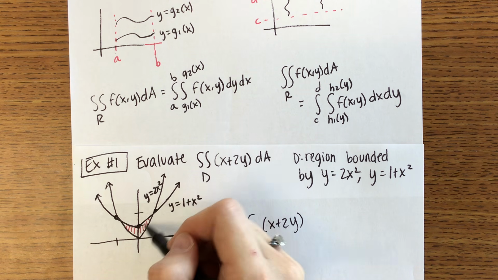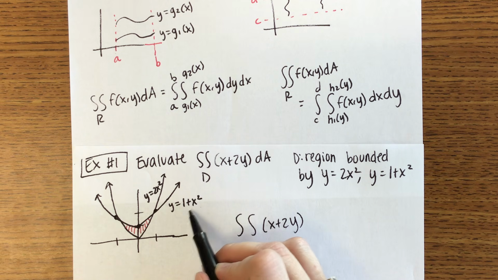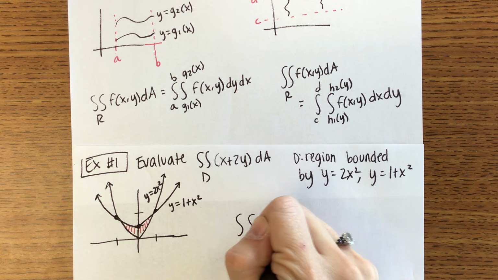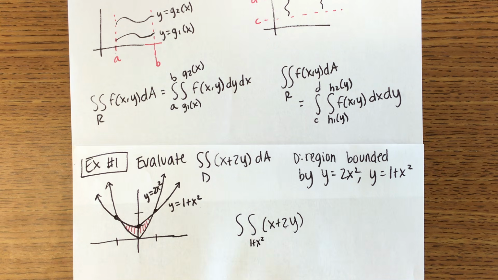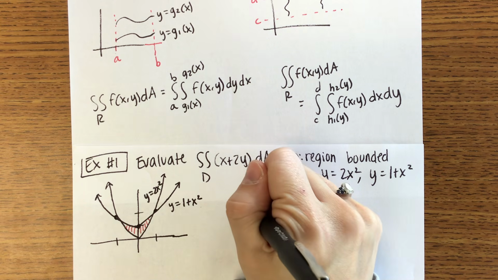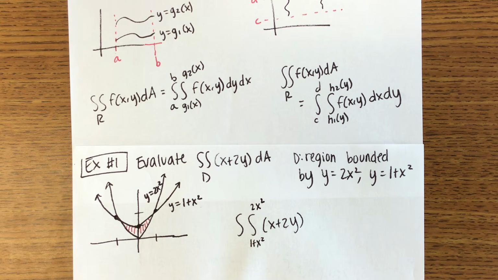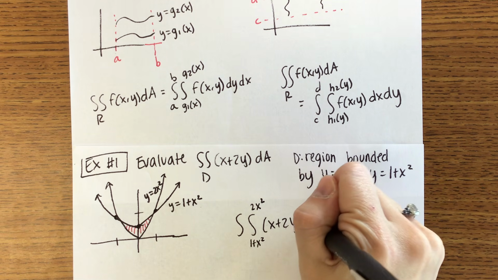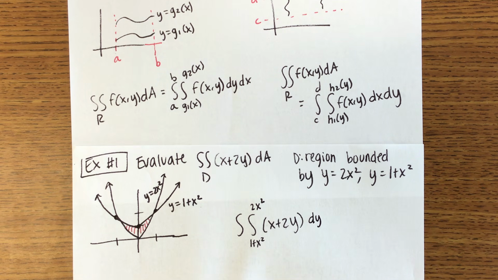Okay. This bottom function is that y equals 1 plus x squared. So that is our bottom limit. Our upper function is y equals 2x squared. Those are in terms of y, so we are integrating with respect to y first.